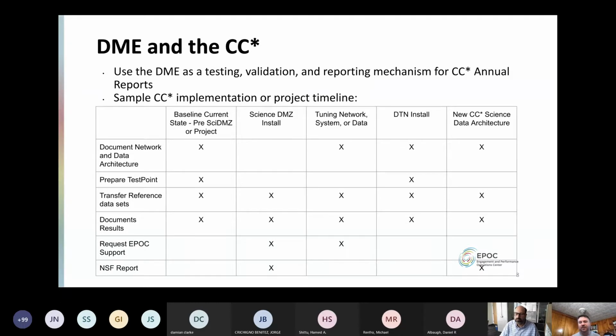And then as the final report, if you run the data sets and you reproduce and update your network documentation and your data architecture pieces, you have results from this, then you have your final NSF report. You have data components to this anyway. So this DME framework allows you to gather some data from known tuned endpoints that can be relevant to any sort of data transfer related to your grant.